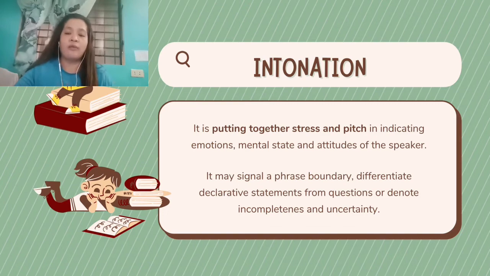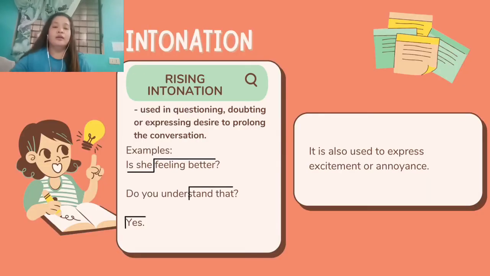or denote incompleteness and uncertainty. See the following examples. Intonation patterns include rising, falling, dipping or fall-rise, and peaking or rise-fall intonation. Number one of this is rising intonation. Rising intonation is used in questioning, doubting, or expressing the desire to prolong the conversation. It is also used to express excitement or annoyance. The pitch of the voice rises in rising intonation.